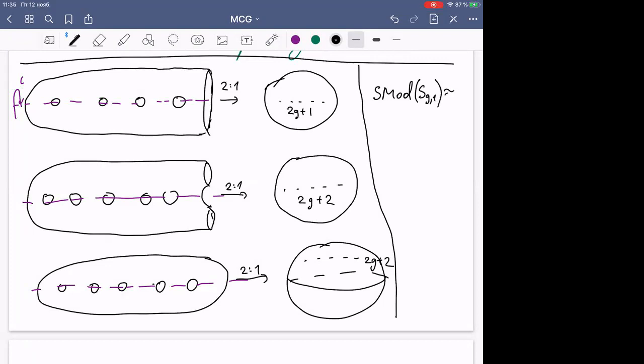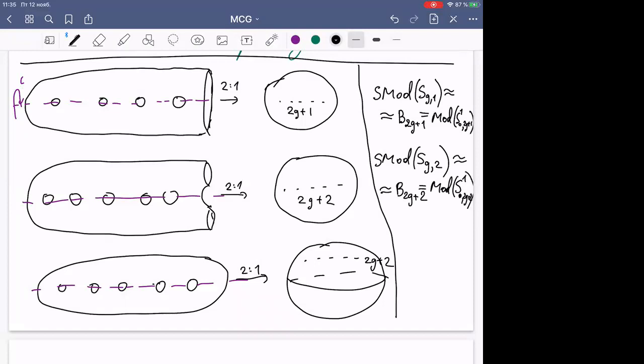In all these cases, we have isomorphisms. Here, it is isomorphism with braid group on 2g plus 1 strands, which is the same as mapping class group of this surface below, of this surface upstairs after ramification. Mapping class group of surface of genus 0 with one boundary component and 2g plus 1 punctures. The same is here. Symmetric modular group of genus G surface with two boundary components is the braid group on 2G plus 2 strands, which is mapping class group of disk with 2G plus 2 punctures or marked points.